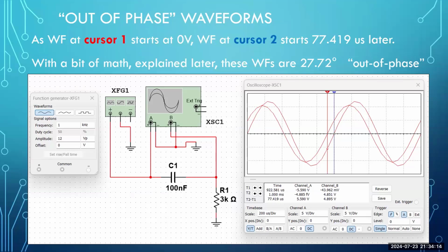So to answer the question, what is the phase relationship of these waveforms? You simply say the phase relationship is that they are out of phase by 27.72 degrees, or they are out of phase by 77.419 microseconds. Either terminology will describe how far they are out of phase with each other. All right, now let's get into some nitty-gritty, deeper details of oscilloscope reading.